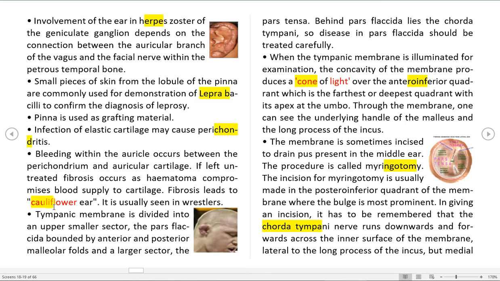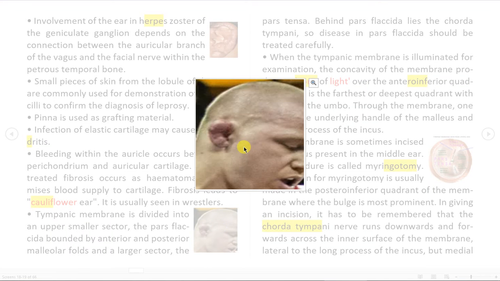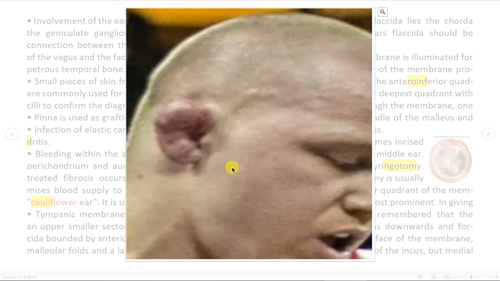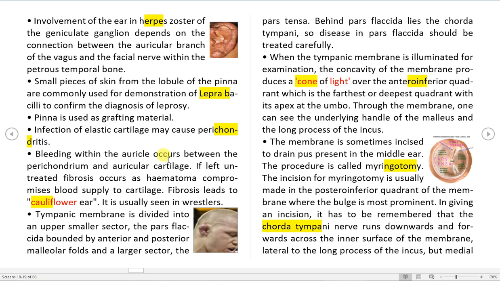Cauliflower ear: when the external ear becomes extremely fibrosed and there is hemorrhage, it is usually seen in wrestlers. When they are punched multiple times and there is severe hemorrhage, this produces cauliflower ear. Concha we have seen in earlier diagrams.